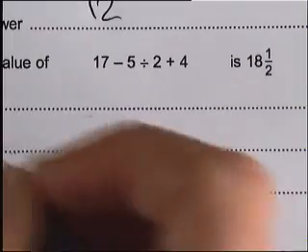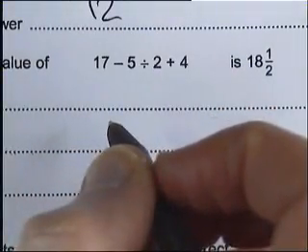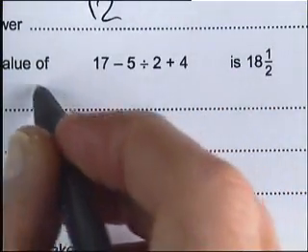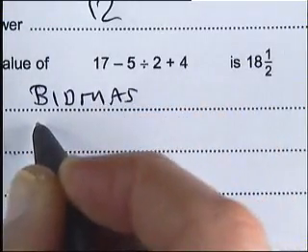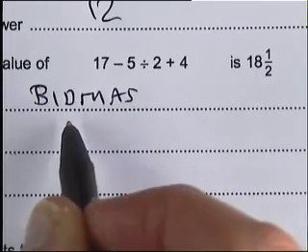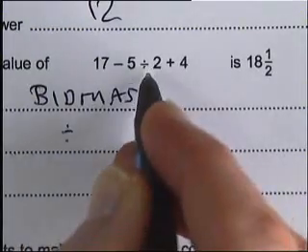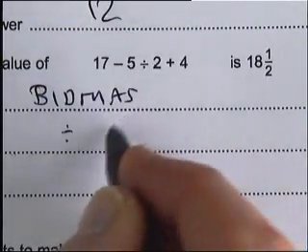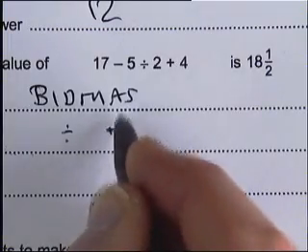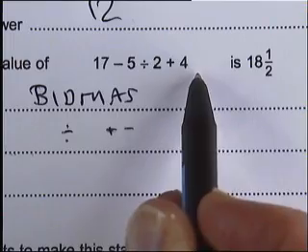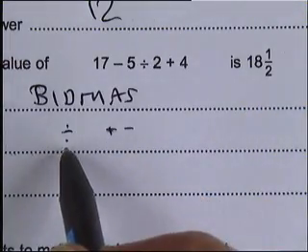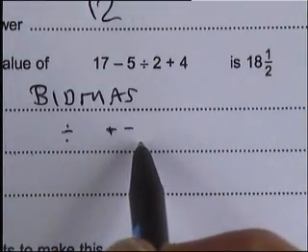Now, some of you may be familiar with BIDMaths or BODMaths, where you have to do things in a certain order. BIDMaths stands for brackets, indices, dividing, which we have here, multiplying, adding, which we have here, and S for subtracting. So it tells us the order we have to do things in this sum. It's the dividing first, then the adding, and then the taking.